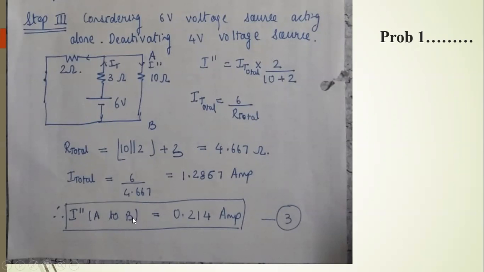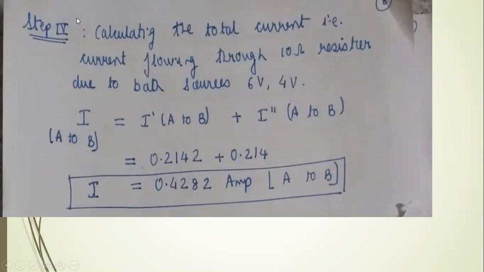Now coming to the last step, that is step number 4, which will be nothing but the calculation of the current flowing through the 10 ohm resistor when both the sources are present. So it will be I dash plus I double dash. It will be plus because both the currents are flowing from A to B, and the assumed direction is also A to B. So the current that we are getting is 0.4282. Since the current obtained is positive, that means the direction we assumed, that the current flows from A to B, is correct. So in this way, we have applied the superposition theorem to get the current flowing through the 10 ohm resistor.